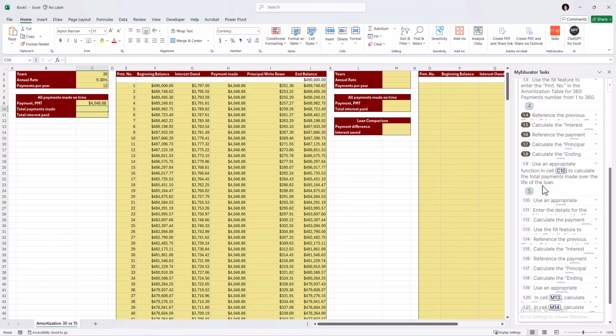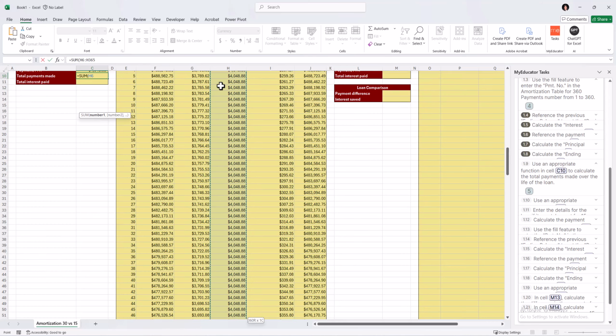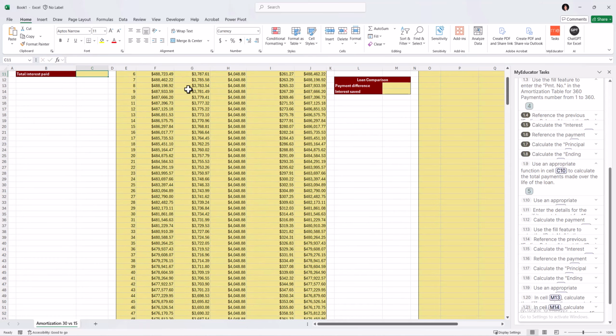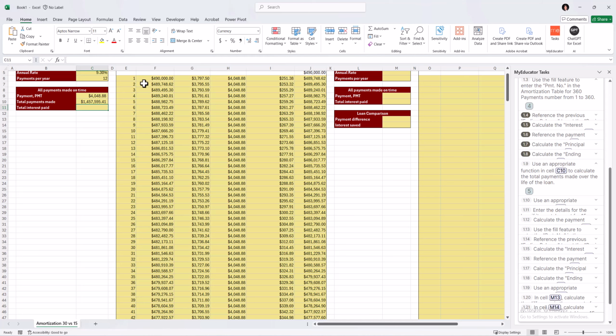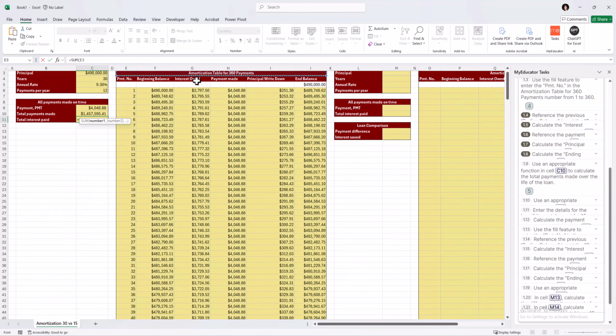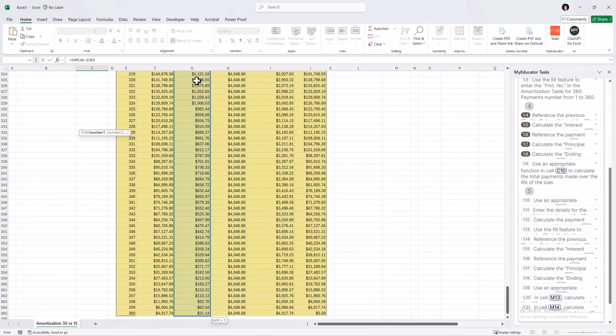Okay, calculate the total payments made over the life of the loan. And this doesn't specify, but it wants a sum function in this box. So using a sum function to get the total of all payments. So payment made, add up all of those. And then total interest paid, use a sum function on the interest column, which is column G.